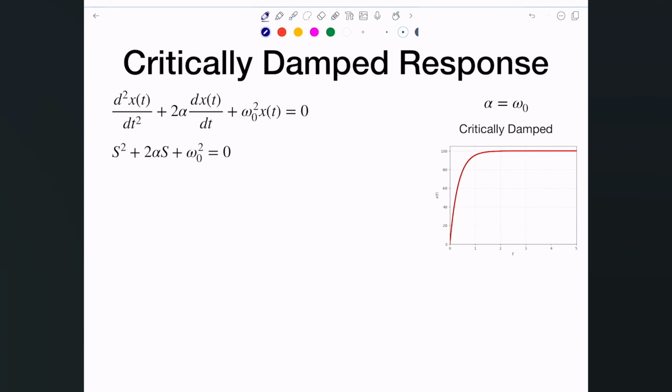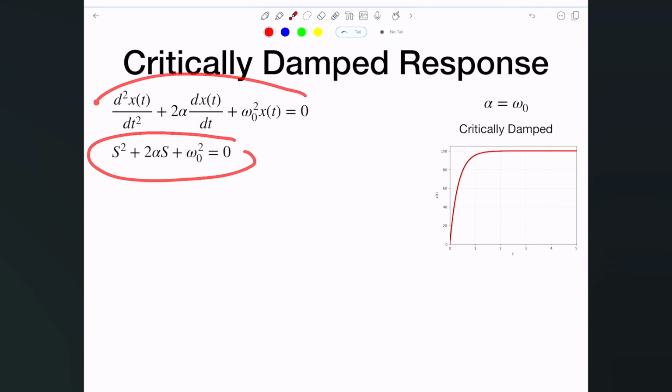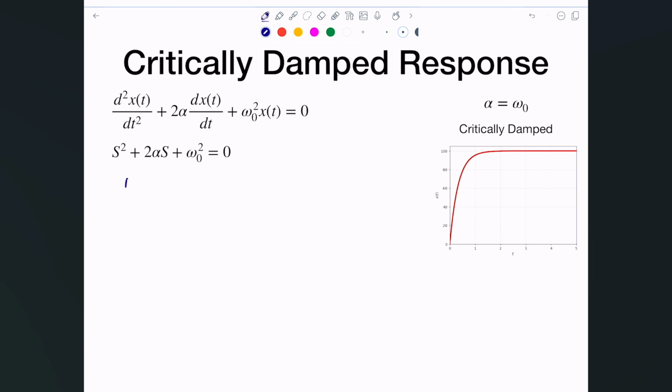We get a critically damped response when the characteristic equation of the second order homogeneous differential equation has a discriminant delta that is simply equal to 0, which means alpha and omega 0 are equal. So we know that the discriminant is b squared, which is alpha squared, minus 4 times 1, which is a, times c, which is omega 0 squared here, which is just simply 4 times alpha squared minus omega 0 squared.